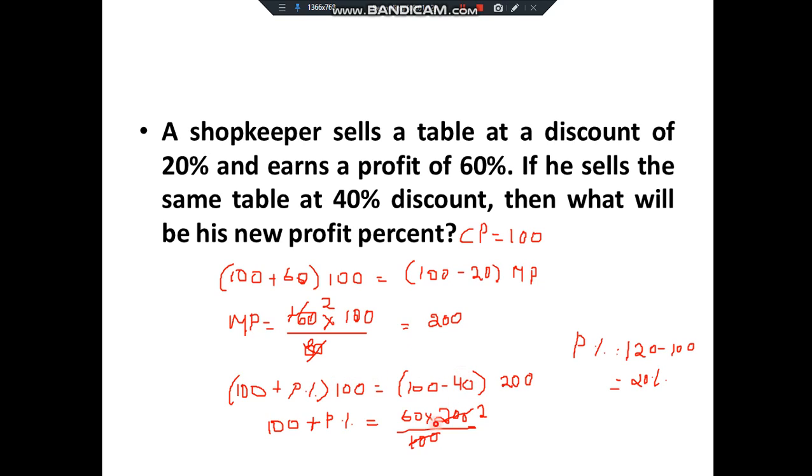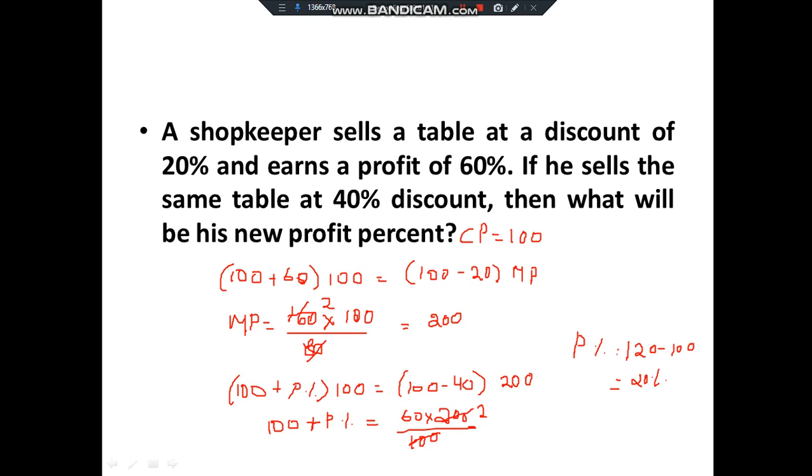Okay, so using the same formula. So 100 plus, here we don't know the profit percentage, right? So P percentage into 100 cost price, which is equal to 100 minus new discount, which is 40%. So 40 into marked price, which is 200. So 100 plus profit percentage is equal to 60 into 200 divided by 100. So profit percentage is equal to 20%, you will get. So this is how you will have to solve this question.